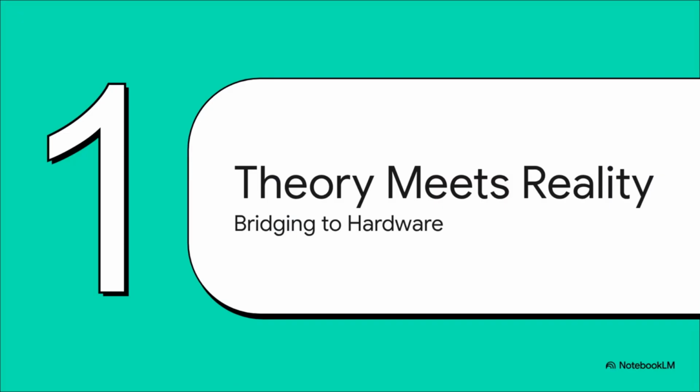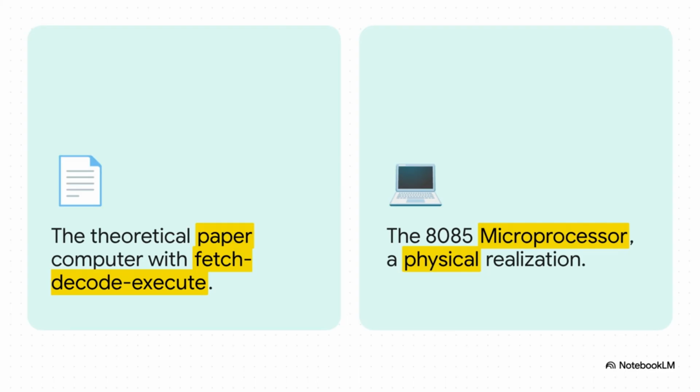Theory meets reality. Now, the 8085 might sound intimidating, but I promise you it's not some scary, entirely new concept. It's literally just a concrete, physical manifestation of the exact same fetch, decode, execute skeleton that you already mastered in Unit 3. Think about it. The accumulator, the program counter, the instruction register, they're all still right here. The only real difference? Our conceptual paper computer now has a legitimate part number and physical electrical boundaries.